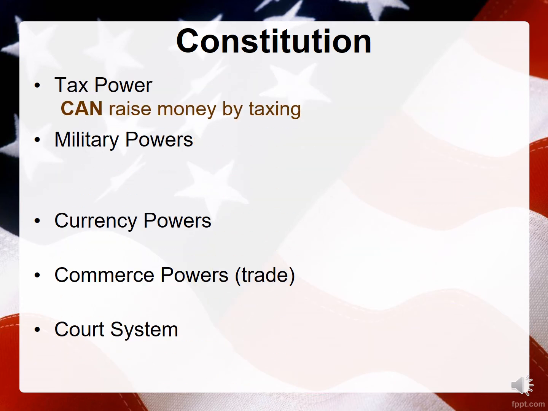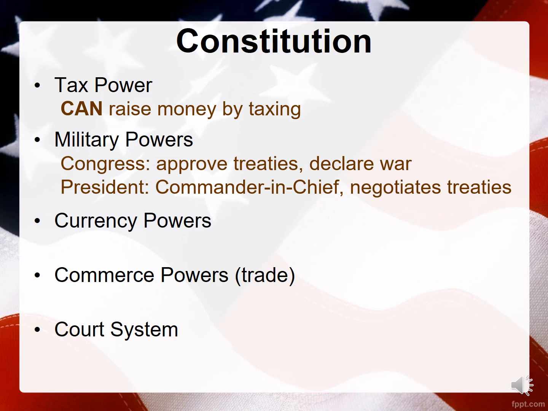Tax power. Under the Constitution, the federal government can raise money by taxing, unlike the Articles of Confederation, where it couldn't. Military powers. Congress could approve treaties and declare war. The president became the commander-in-chief of the military and armed forces, and also could negotiate treaties. And so underneath the Constitution, the commander-in-chief, or the president, cannot declare war without the approval of Congress.